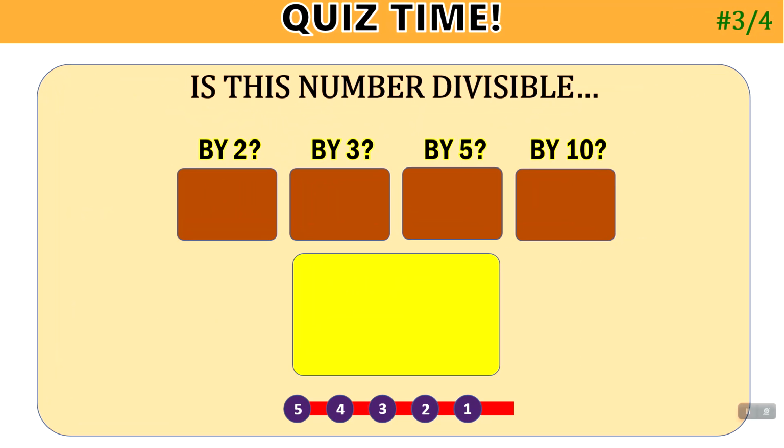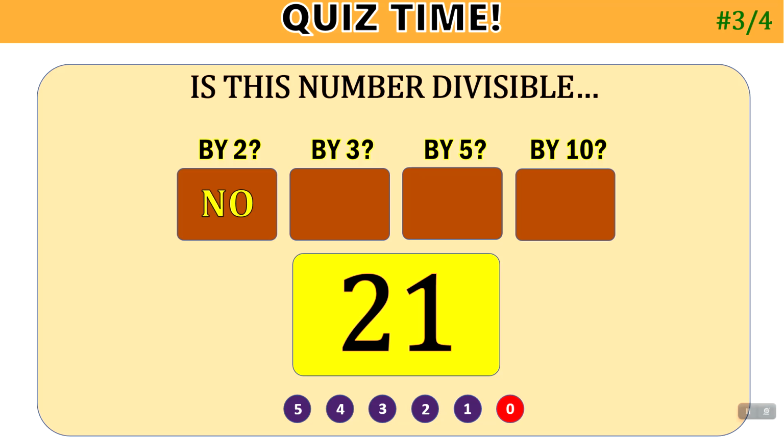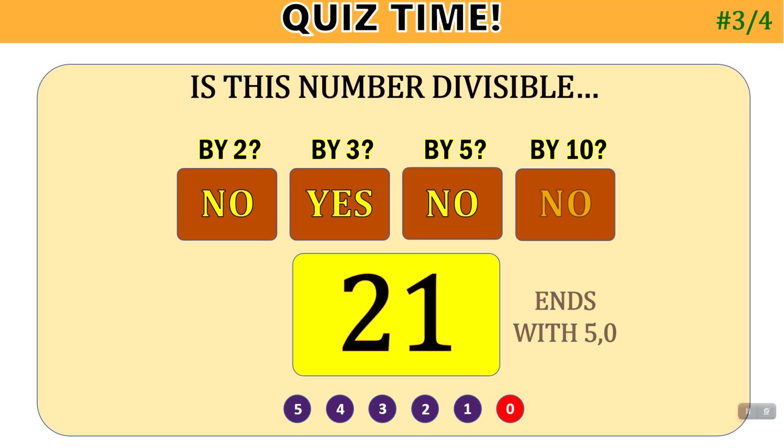Question 3. Is this number divisible by 2, 3, 5, and 10? 21. Time's up. 21 divided by 2? No, because it is odd. What about by 3? Yes, because 2 plus 1 is 3. And 3 can be divided by 3 without a remainder. By 5? No, because it does not end with 5 or 0. By 10? No, because it does not end with 0.